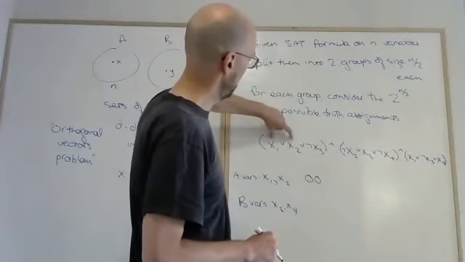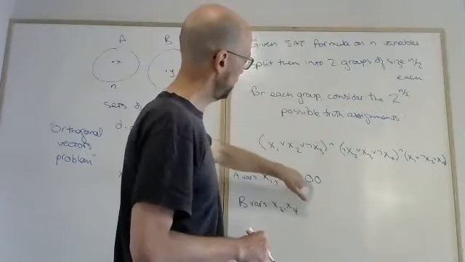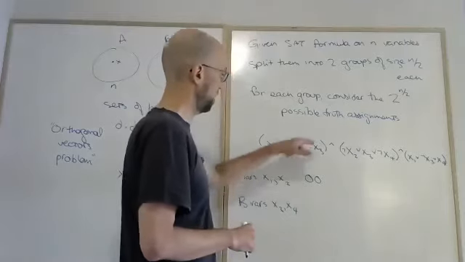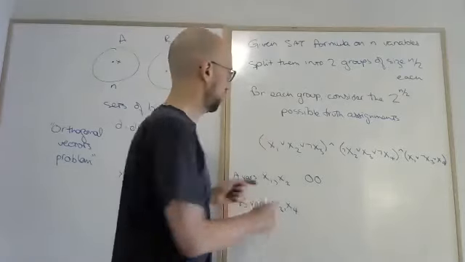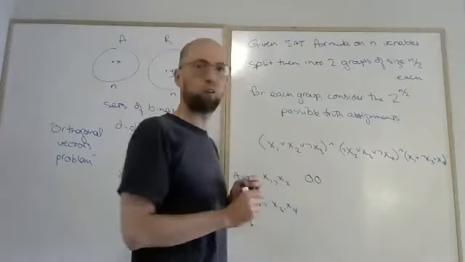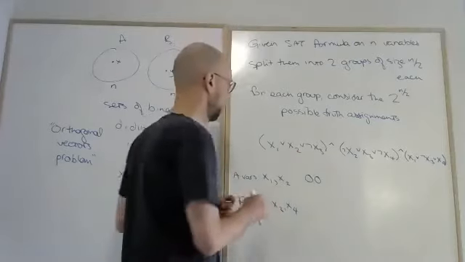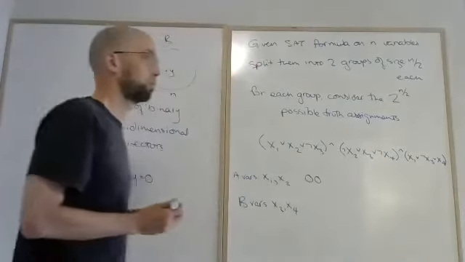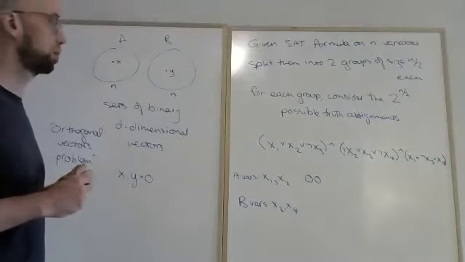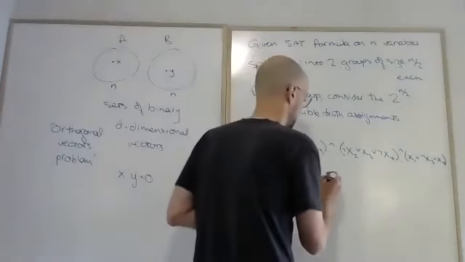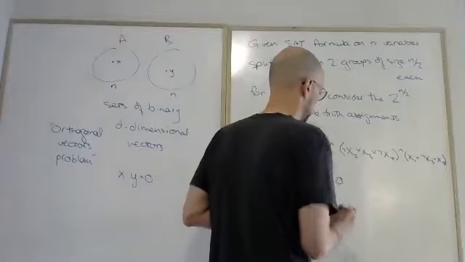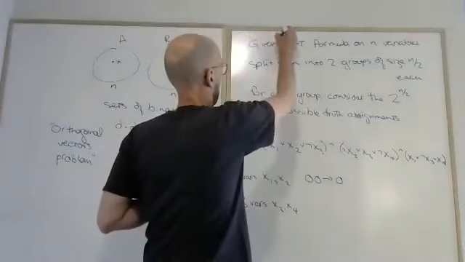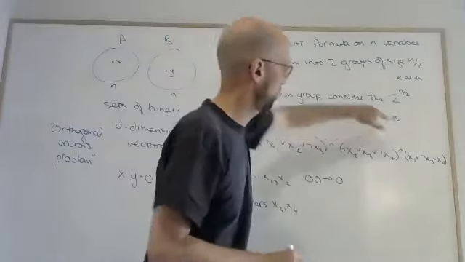So here, if I look at 0, 0, 0, 0, if I assign x1 is false and x2 is false, it doesn't satisfy the first clause by itself, right? Because these are both false. Given a 3-SAT, so in 3 conjunctive normal form.